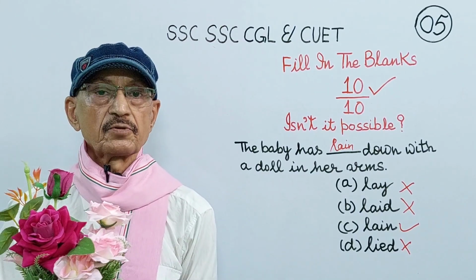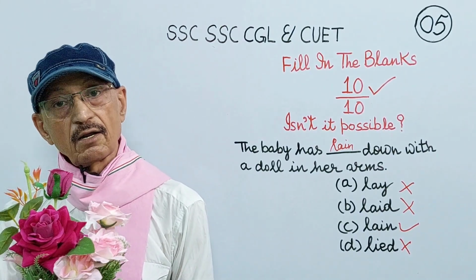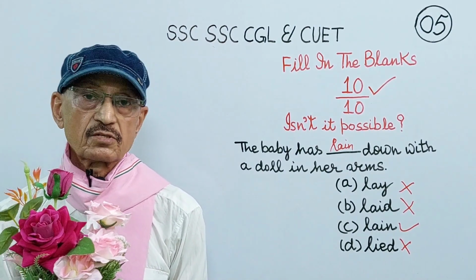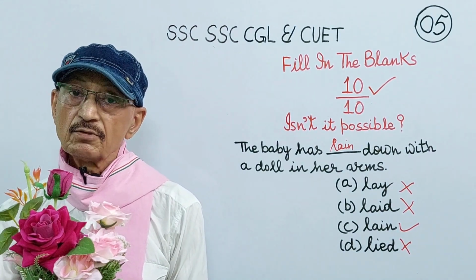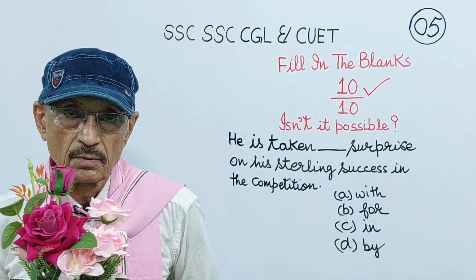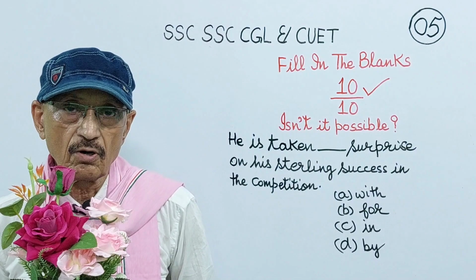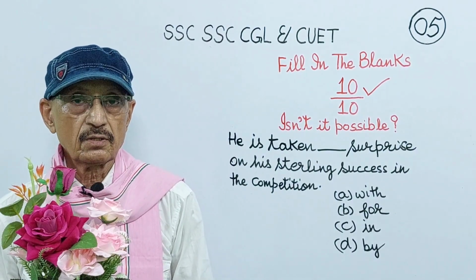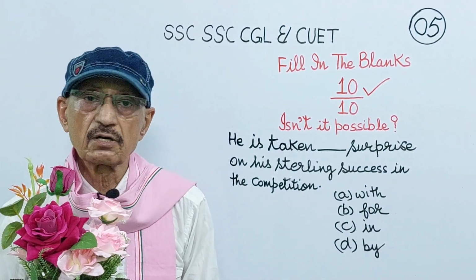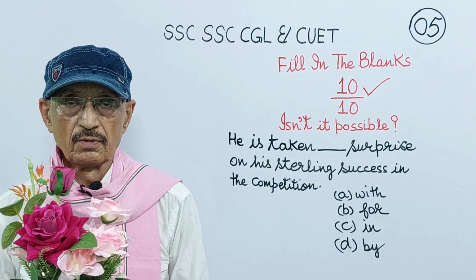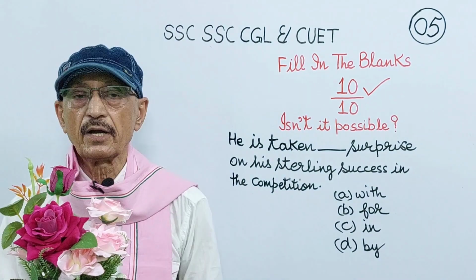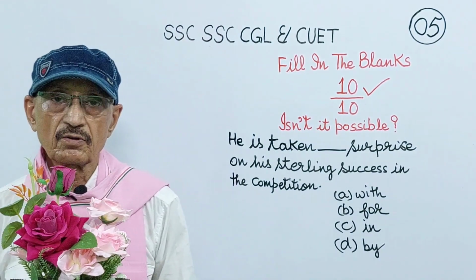Lie in a horizontal position. Lie, lay, lain. And third, lie to make a false statement. Lie, lied, lied. So, he is taken blank space surprise on his sterling success in the competition. Sterling means fantastic, extraordinary, marvelous. There is a group of 4 alternative prepositions here. They are with, for, in, by. Let us check preposition with first.